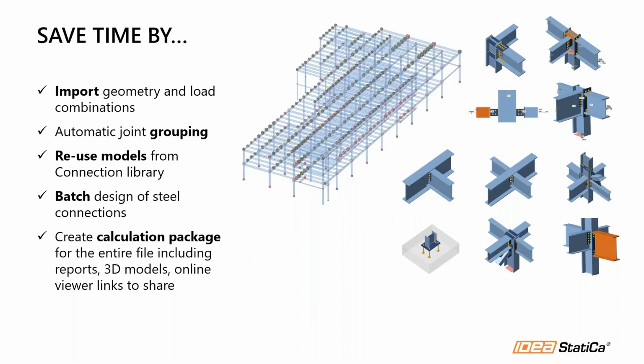Checkbot saves you time by grouping the joints by typology, so this will do an automatic grouping for you. The connection library, as you saw, can help you reuse models and save modeling time. Then the calculate all option for groups that we saw helps you populate the design to all the joints in the group and run the analysis with a single click.